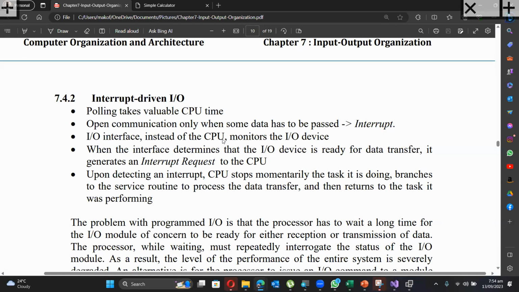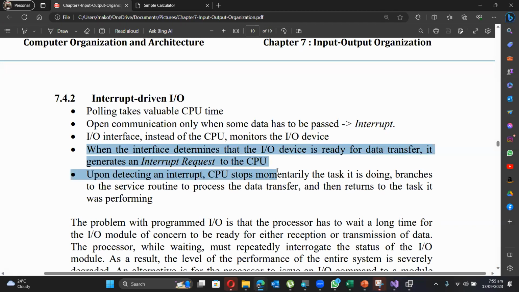No problem. The same thing happens to a computer. If the CPU, which is very valuable to us, is spending most of its time communicating with a certain device that we may or may not use, there's no point in that. So we can use an interrupt. When the interface determines that the device is ready for data transfer, it generates an interrupt request to the CPU. So when I am ready, I will send a request that, hey, it's time, I want to come. Can I come?